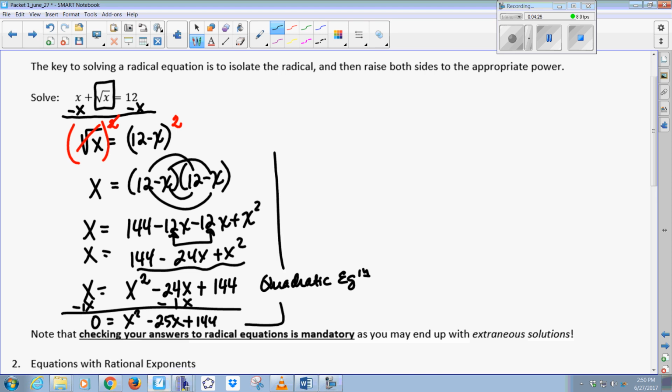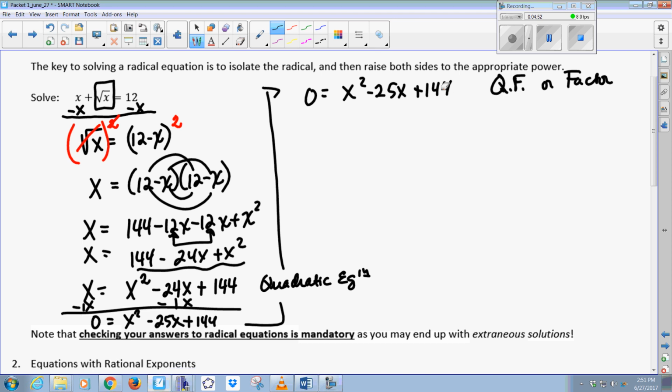Let's move up to the top of the page. So I have 0 equals x squared minus 25x plus 144. So some of you may want to use your quadratic formula, since we know the quadratic formula will solve any quadratic equation set equal to 0. Or if possible, if we can factor it, that's going to be really quick and easy.